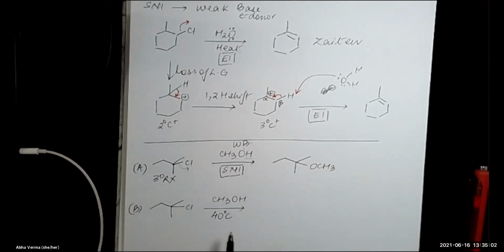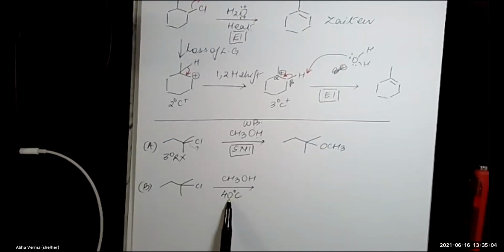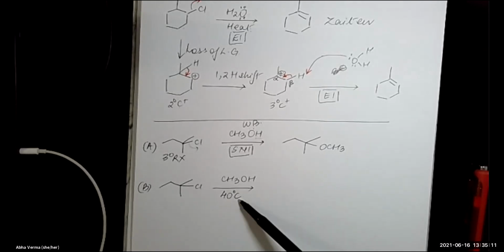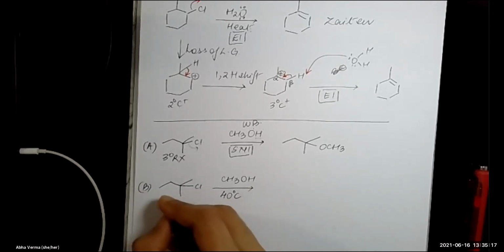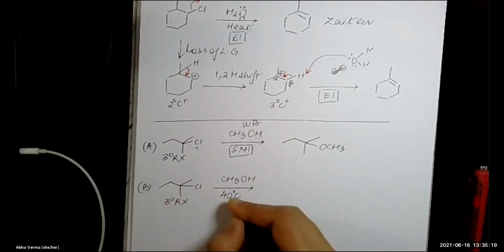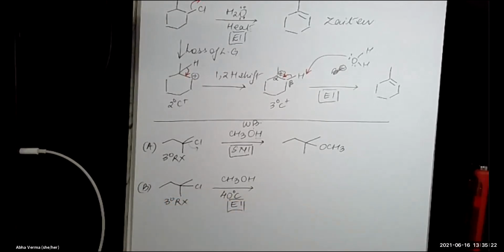product. But as soon as the temperature has increased, what is the room temperature? Anything between 20 and 25. If you are given a temperature above it, you're heating it. And so with a weak base and a tertiary substrate, you are going to get the E1 mechanism.